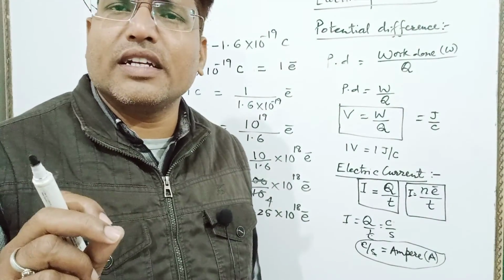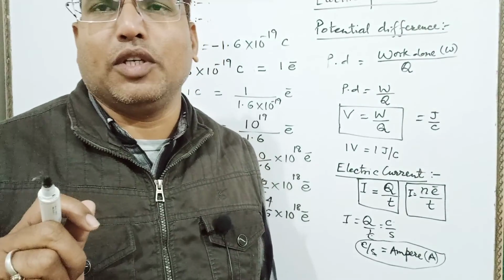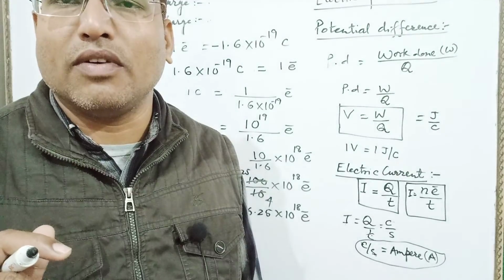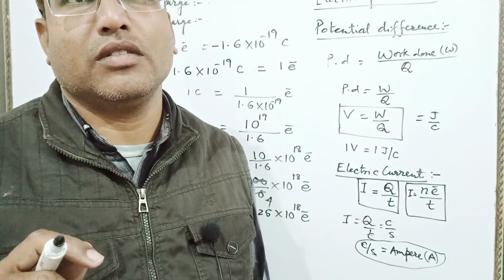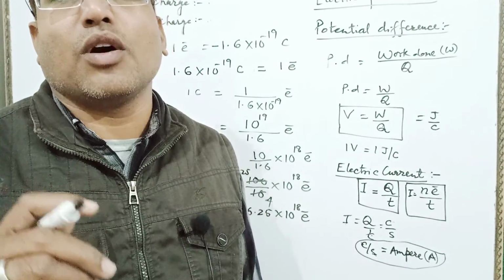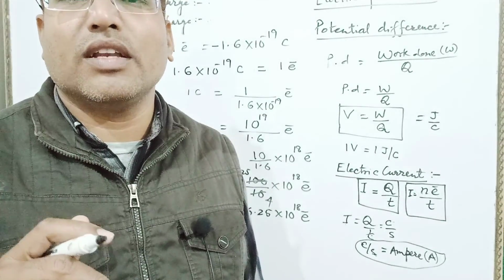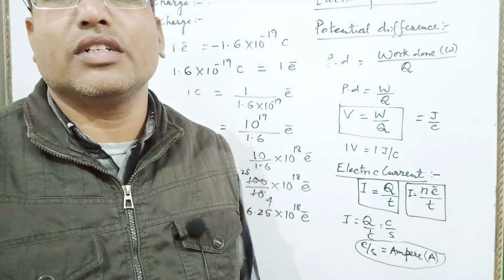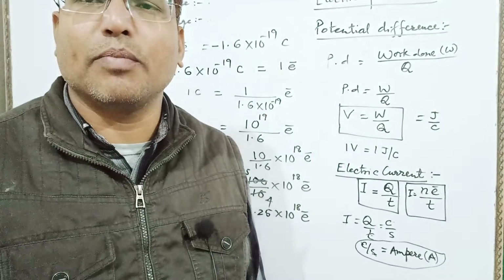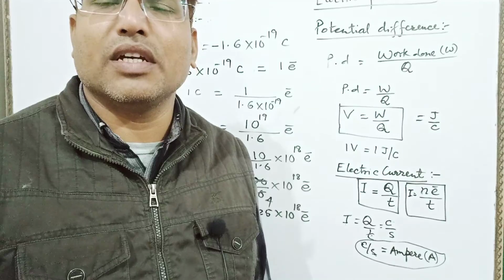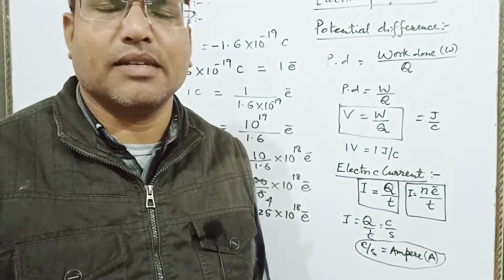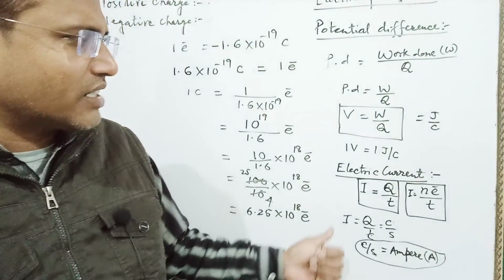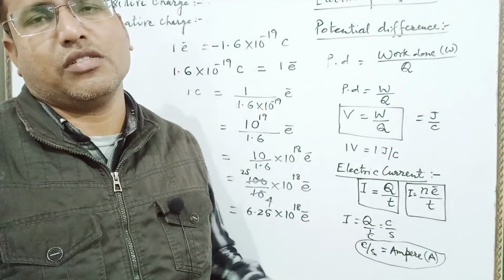A small amount of current is measured in milliampere, and 1 milliampere is equal to 10 to the power minus 3 ampere. Still smaller amounts of current are measured in a smaller unit called microampere, and 1 microampere is equal to 10 to the power minus 6 ampere. The instrument used to measure electric current is the ammeter.